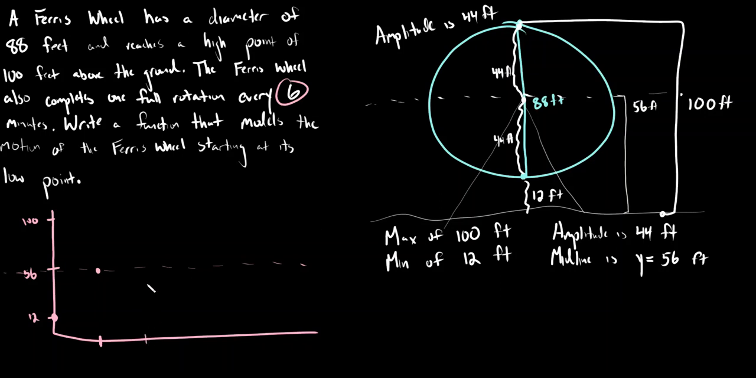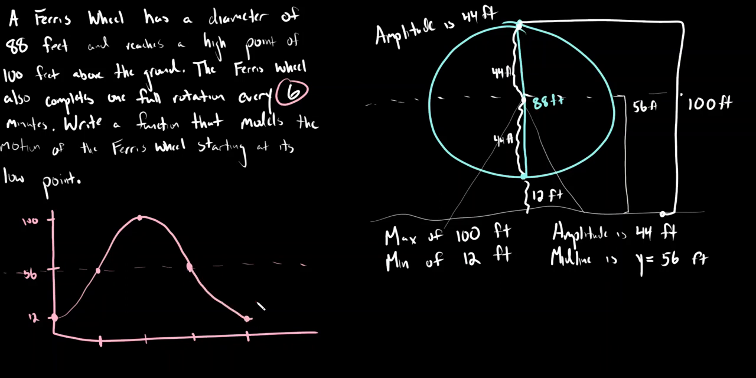Then some more time goes by, and I end up at the maximum. Okay, then some more time goes by, and I end up back at the midline. Then some more time goes by, and I end up at the minimum. So our graph kind of looks something like this.